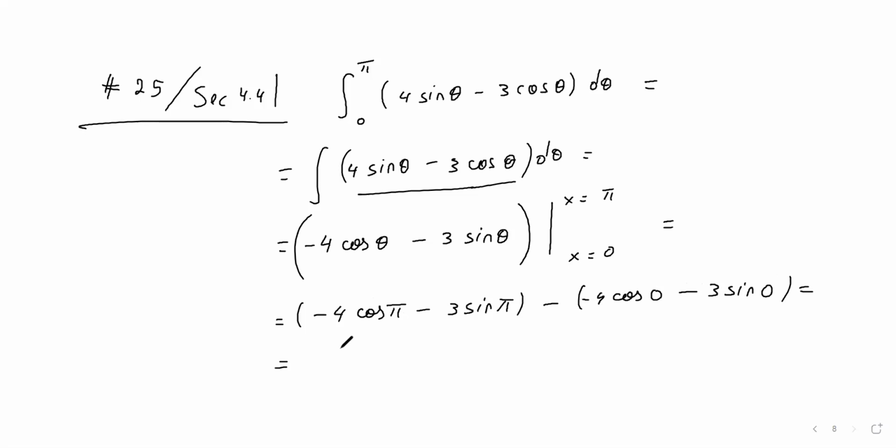That's going to end up being cosine pi. Again, that's one thing you need to remember. Negative 1. So negative 4 times negative 1 is 4. Minus 3 sine pi, 0. So that's 0, that's negative 1. Minus, and over here we have minus 4 cosine 0 is negative 4 because cosine 0 is 1. And minus 3 sine 0 is 0. So minus negative 4. So 4 minus negative 4 is 4 plus 4 or 8. That is going to be the final answer.